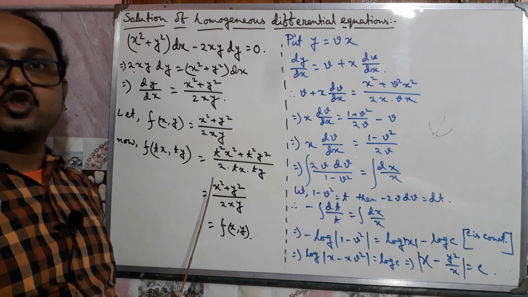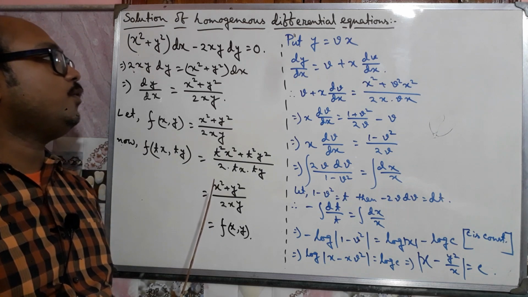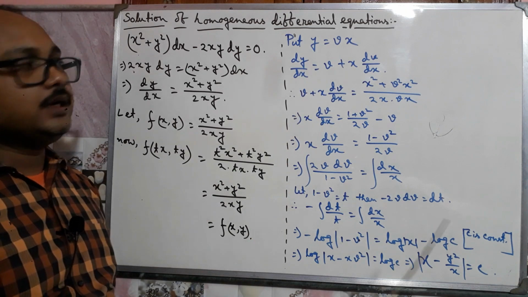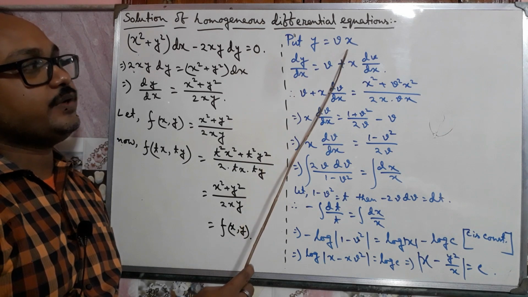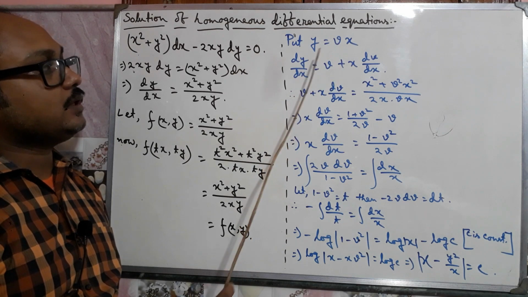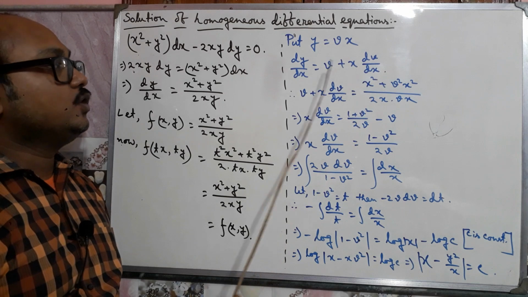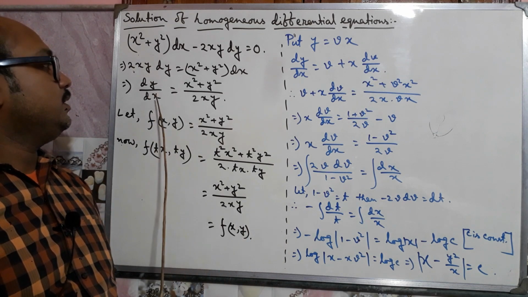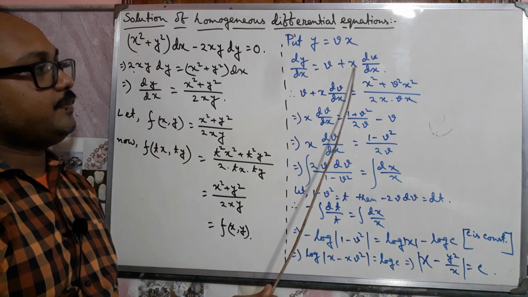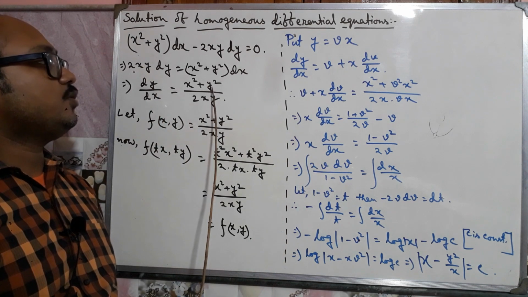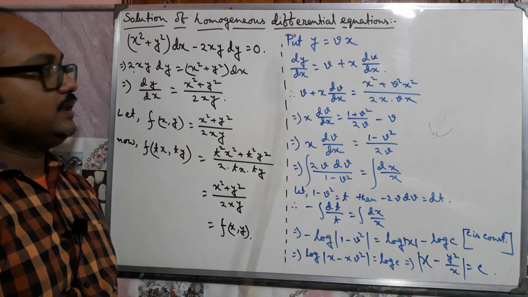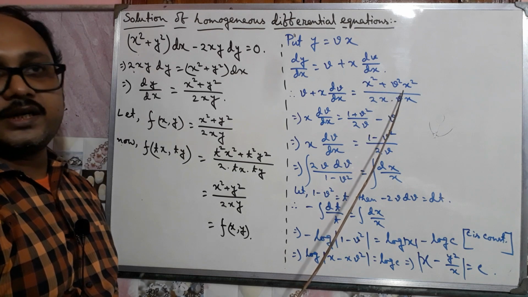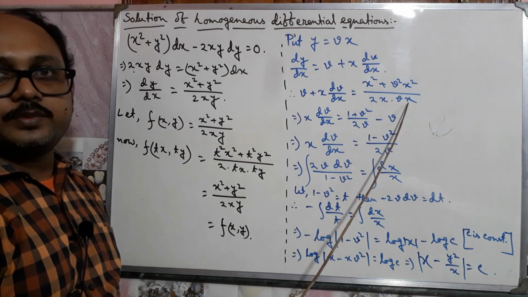Now, how to solve it? To solve homogeneous equation, we have to put y equal to vx. Now, differentiating both sides with respect to x, it will be dy/dx is equal to v plus x dv/dx. So, this equation will become, instead of dy/dx we have to write v plus x dv/dx, and instead of y we have to write vx. So, v plus x dv/dx is equal to (x square plus v square x square) by 2x into vx.